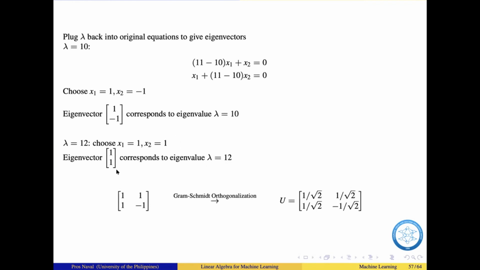So these two eigenvectors now are your U matrix. Well, not yet. We need to do a Gram-Schmidt orthogonalization to make that a U matrix. You know how to do the GSO, right? We studied that earlier. This is a simple operation because this is a 2 by 2 matrix. So now you have your U, which is normalized.